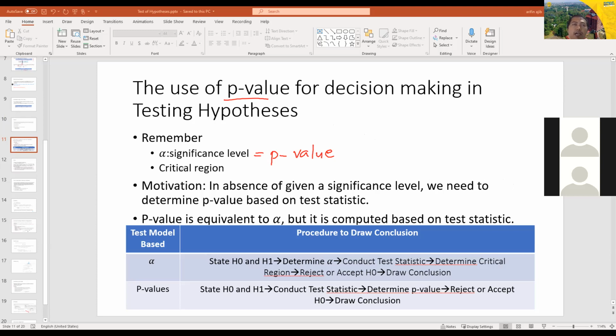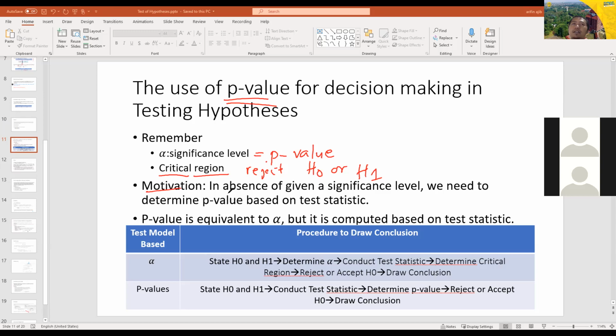But before we go to the motivations, please allow me to recall what the critical region is. The critical region is the region where we should reject, either rejecting the null hypothesis or the alternate hypothesis. So let's move forward to the motivation for using the p-value.